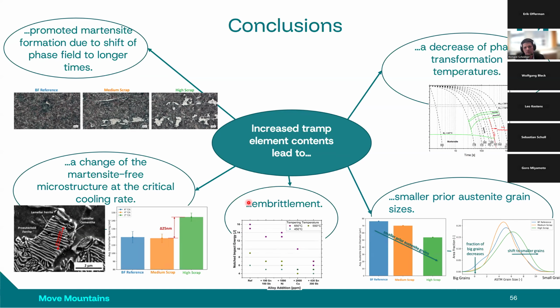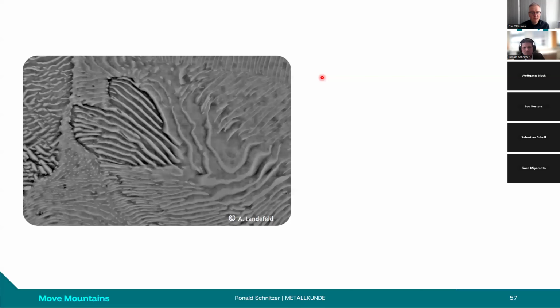And then, of course, there can be an influence on the embrittlement behavior of certain alloys when it comes to certain tempering processes. And definitely tramp elements will result in segregation on grain boundaries, and thereby affecting in the end the mechanical properties. And with that, I'm at the end of my presentation.